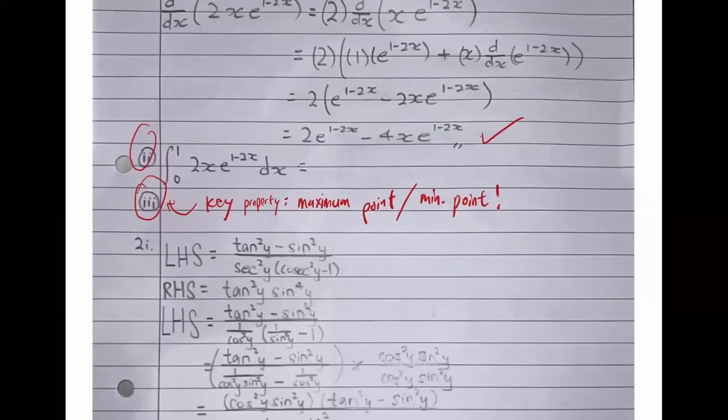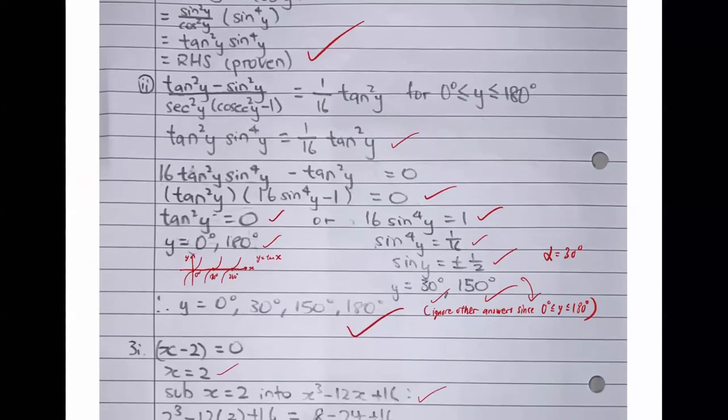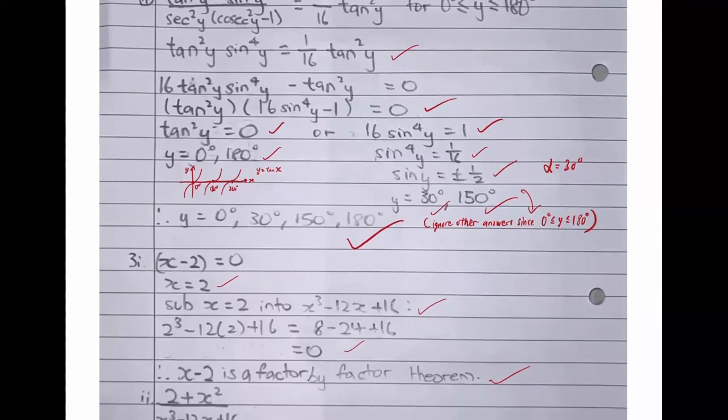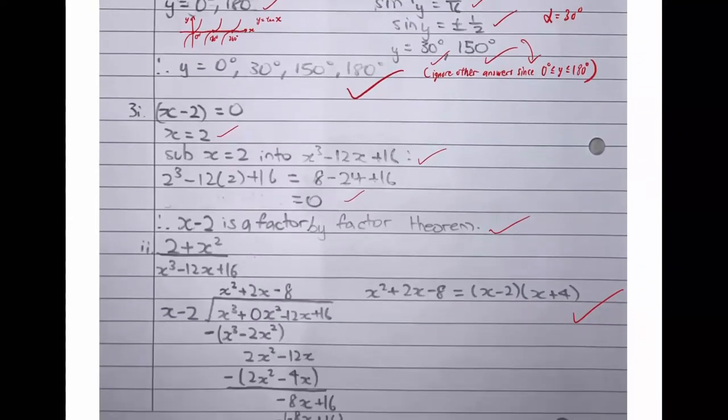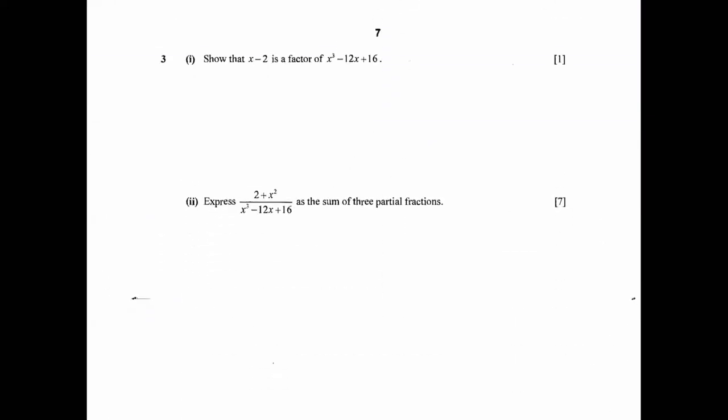Your question 2 was well done. Part 2, perfect. Very good, nothing to say. Question 3, let me take a look. Question 2, part 1: prove this. Hence solve, part 2. Did you solve part 2? Right, you did. How about question 3? Show that it's a factor, then express as a sum of 3 partial fractions.